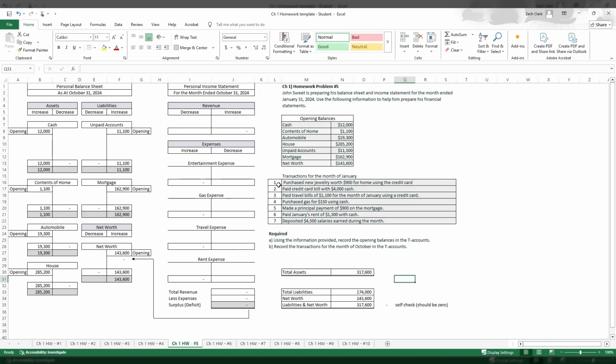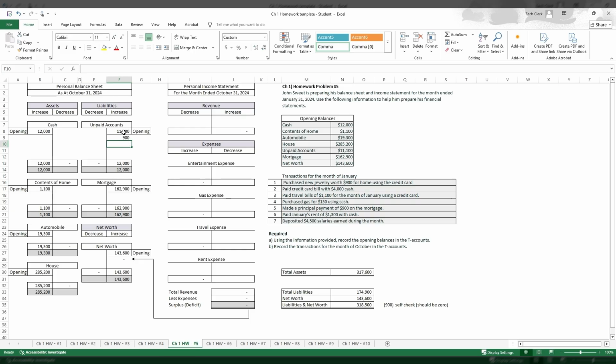Okay, so as we go through and analyze our transactions, let's take a look at number 1. We purchased new jewelry worth $900 for our home using the credit card. When we are using our credit card, we're not paying in cash yet. Eventually we'll pay that liability in the future, but at the time of purchase, we're increasing our liabilities, essentially the debt that we have.